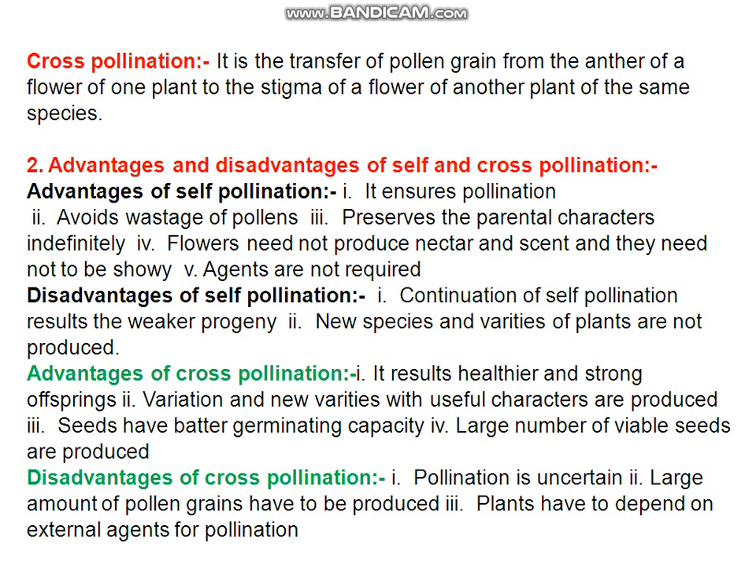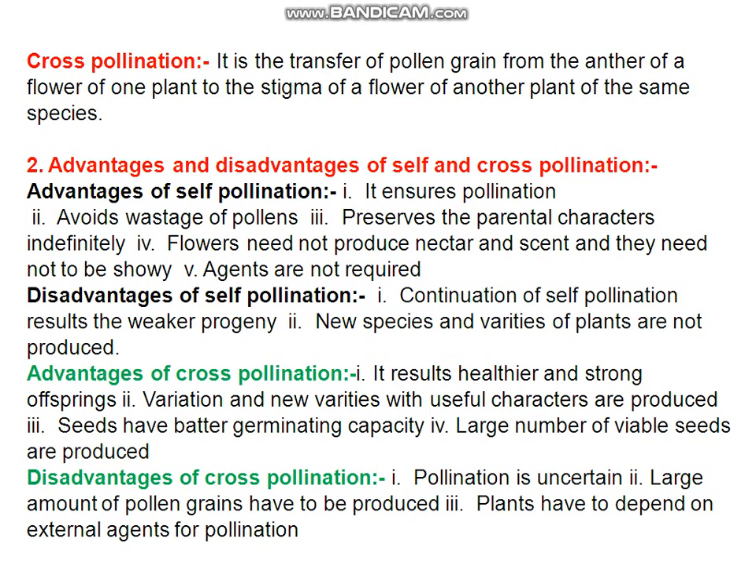Number 2, avoids wastage of pollen grains. The pollen grains need not move, that is why there is no wastage of pollen grains. Number 3, preserves the parental characters. In self-pollination, the offsprings have the same characteristics as their parents. That is why here parental characters are preserved.